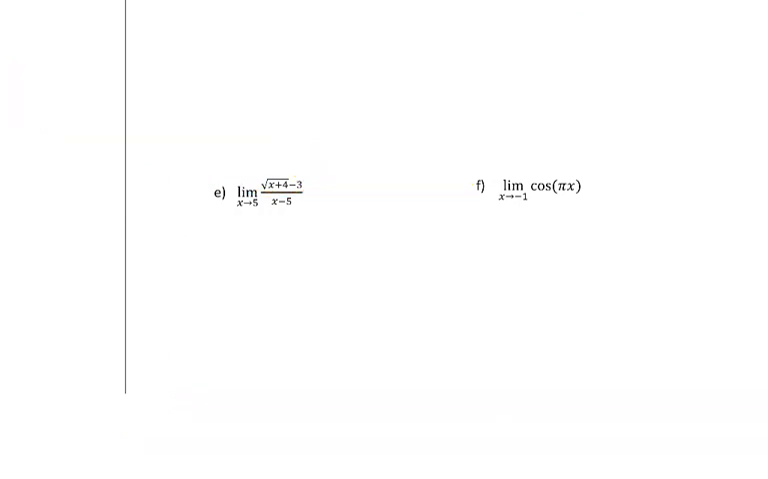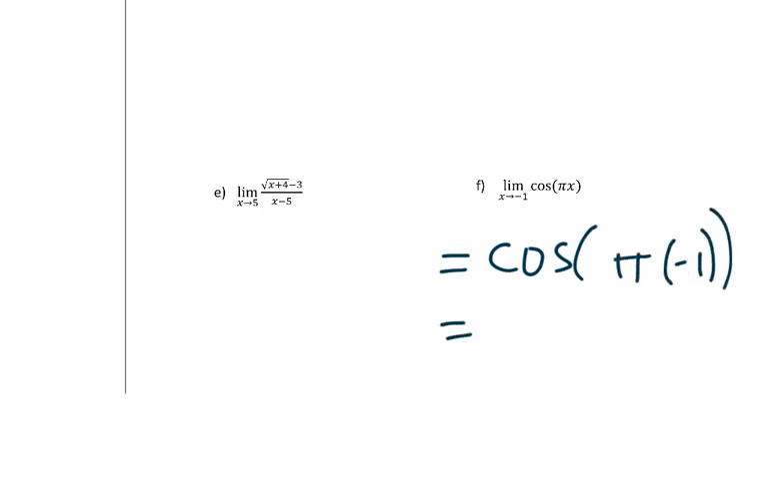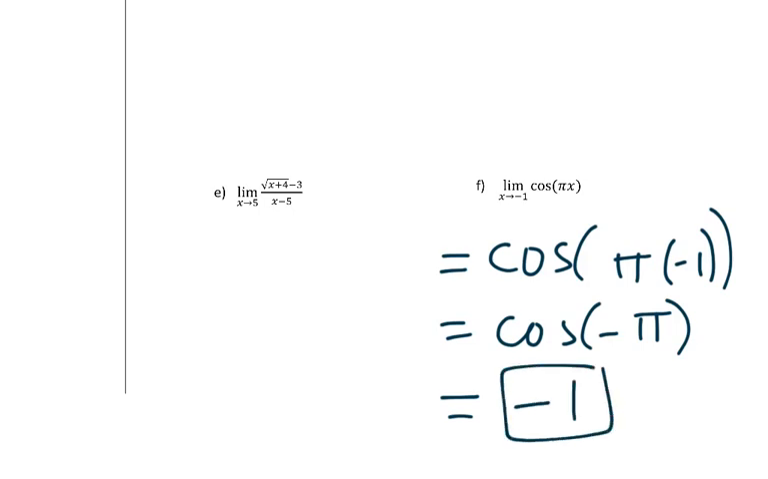All right, last one. Again, we don't want to go through that mess again, so always try direct substitution first. If I plug in negative 1, I'm going to get cosine of pi times negative 1, which is cosine of negative pi. And luckily that works nicely, because the cosine of negative pi is negative 1. So, whew, that was good. Luckily that worked.